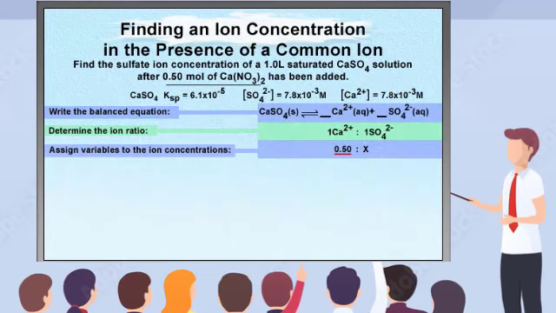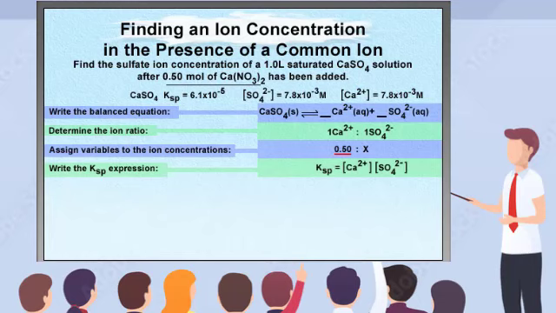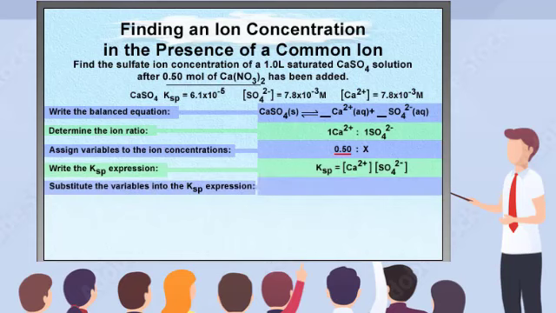The next step in solving this problem is to write the solubility product expression. Remember that because calcium sulfate is a solid, it is dropped from the equation. Hence, the expression is written as Ksp equals the concentration of calcium ions times the concentration of sulfate ions. Now substitute the ion concentrations of the mixed solution into the Ksp expression.